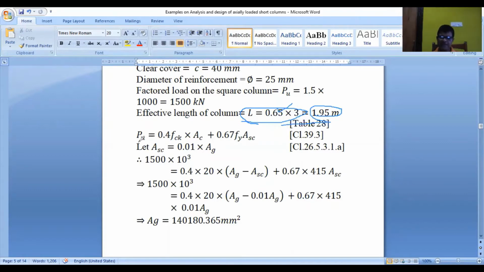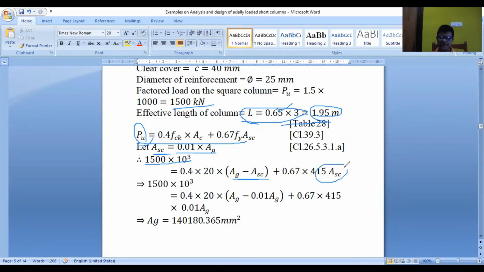Now what is the PU? Again the same formula. On page 71, 0.4 fck Ac plus 0.67 fy Asc. Assume this reinforcement is 1% of AG, that is 0.01 AG. So you can take this value as 0.01 AG, and this value is given as 1500 kilonewton. So convert it to Newton, 1500 times 10 to the power 3, and AG minus ASC.